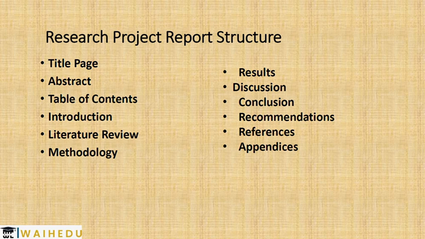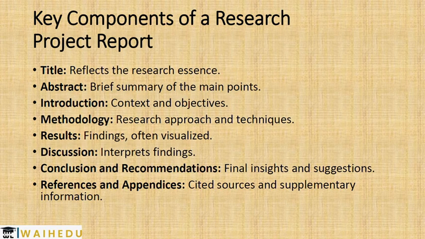So let's move to what we are expected to have in a research project report. In a standard research project report, we're expected to have the title page, the abstract, table of contents, introduction, literature review, methodology, results, discussion, conclusion, recommendations, and references and appendices. On the next page I'll be talking about what each of them is expected to cover. The title page is basically to reflect the name, the title, the institution, the year, and so on and so forth, so basically to reflect the essence of the research.